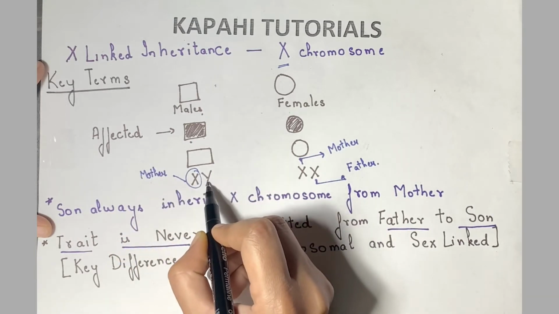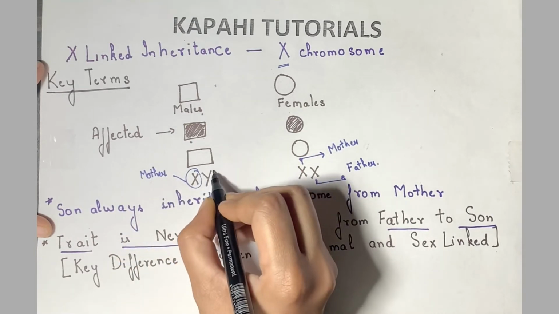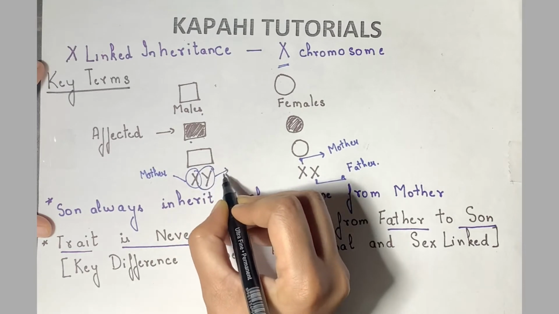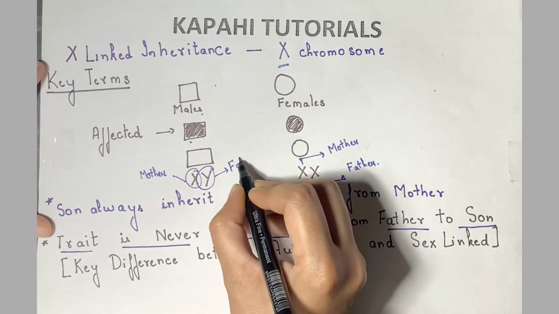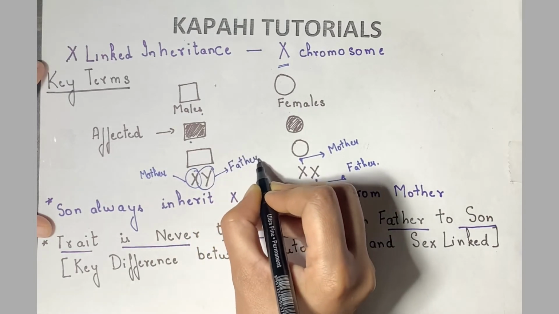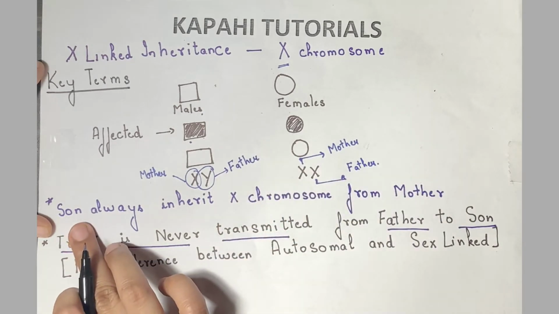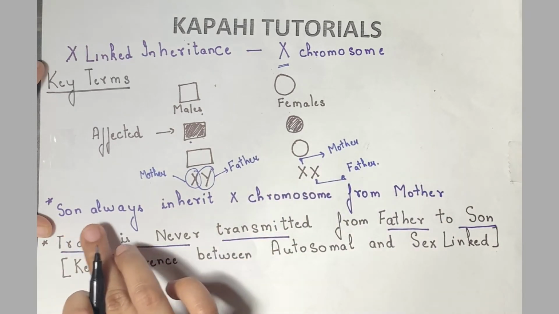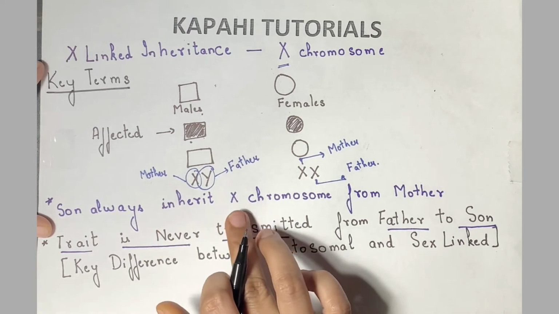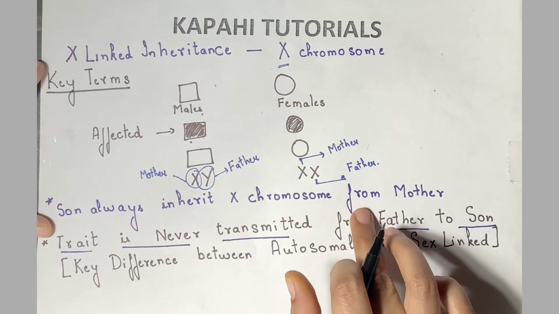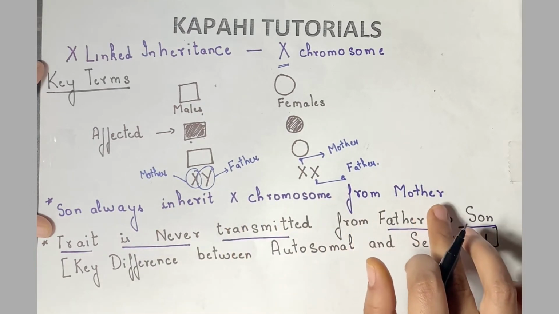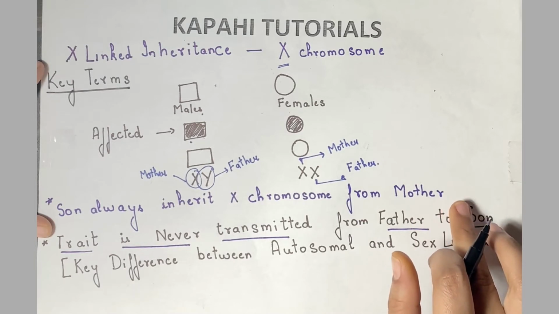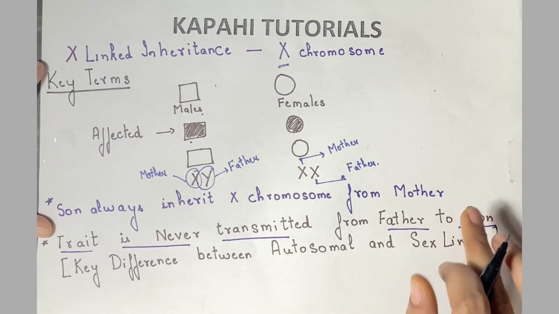The Y chromosome in males is inherited from the father. Always remember that a son always inherits his X chromosome from the mother, whereas only the Y chromosome is inherited from the father.